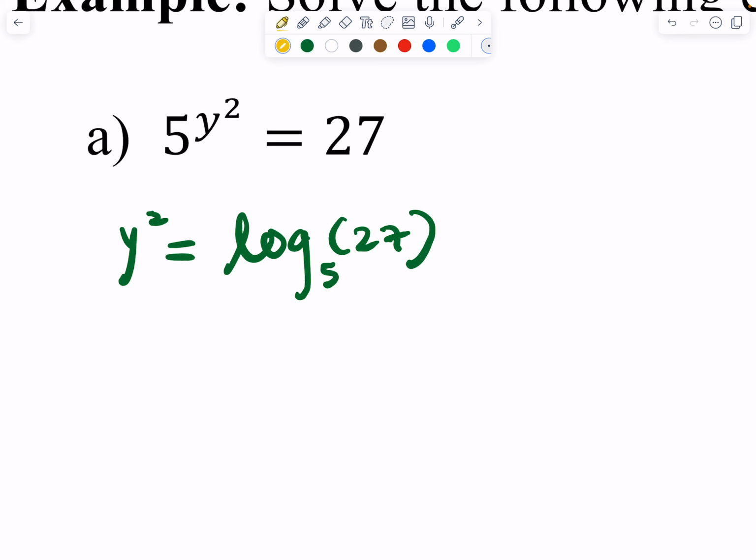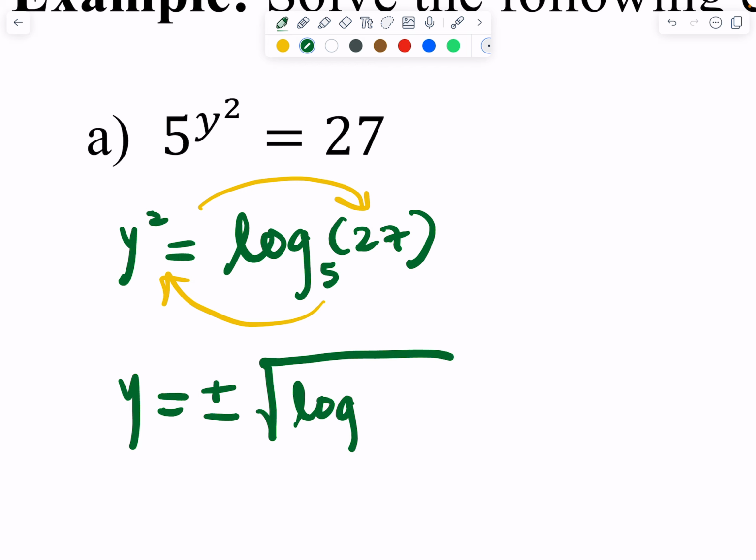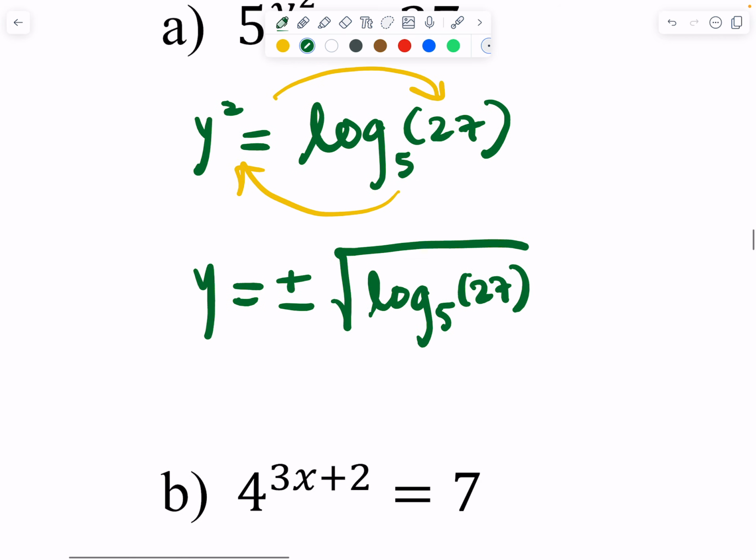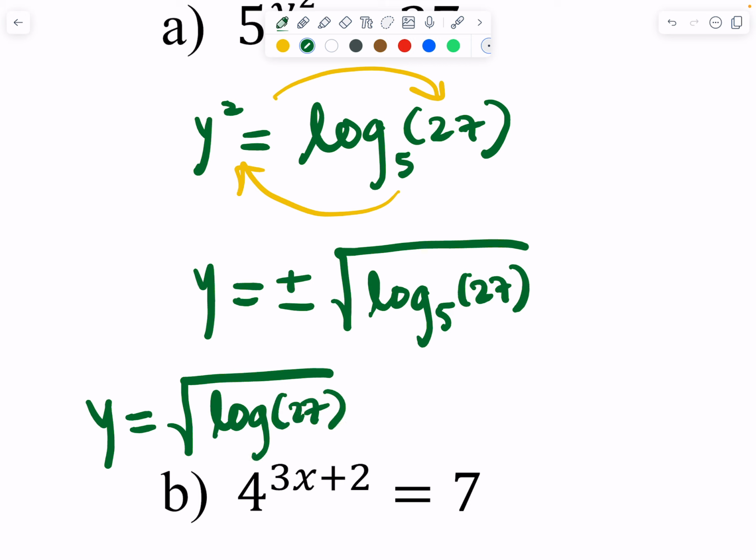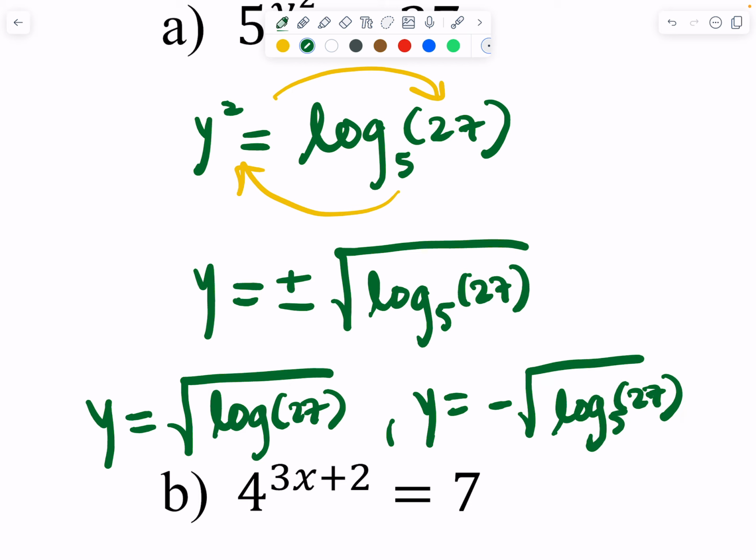And you could always double check that. Draw your little arrows. 5 to the y squared is equal to 27, right? This is the same statement. And then we would have y equals plus or minus the square root of log base 5 of 27. So 2 different solutions. I'm okay with you leaving it like so, but technically that is 2 different solutions that could be separated. Or y equals the negative square root of log base 5 of 27.